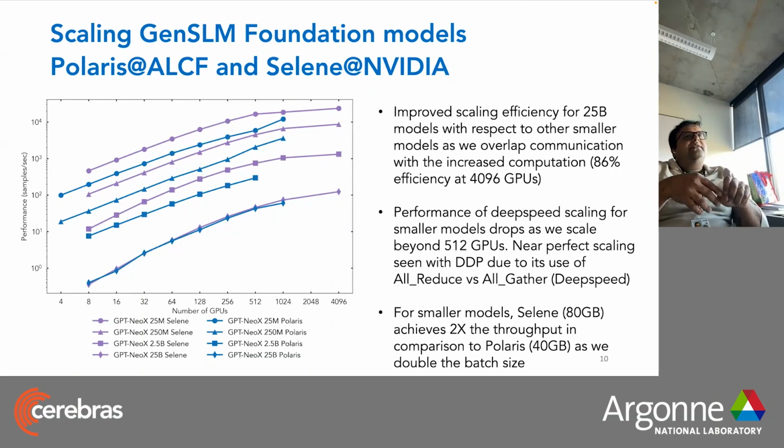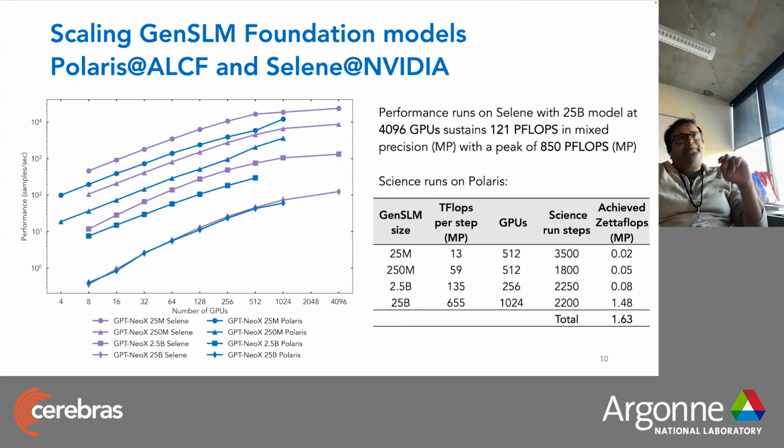That is also something that we have tried, but we didn't present the results in the paper, because this is kind of interesting from what DeepSpeed can really do. For the smaller model, Selene, which has 80 GB per GPU, achieves 2x the throughput of what we see from Polaris, and therefore you're able to double the batch size. That also allows for better training and stability over the course of the runs.